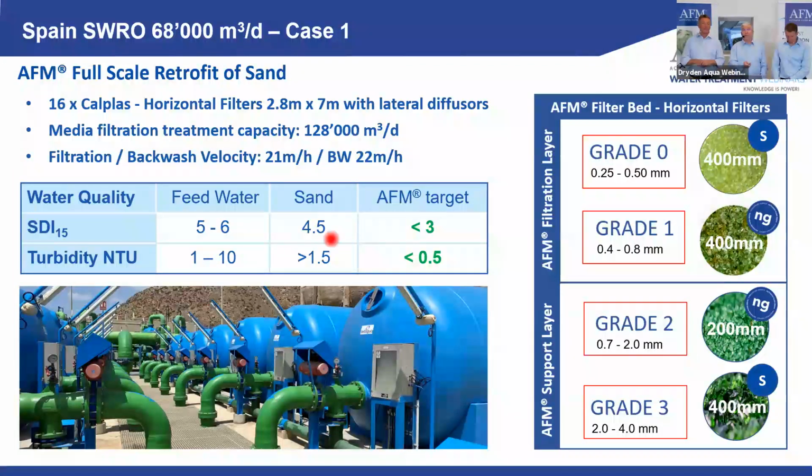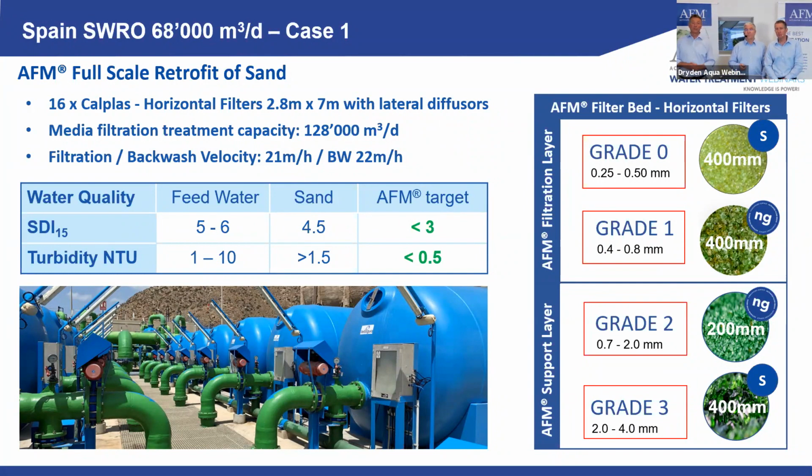velocity. And important, this is a retrofit, so we really adjust our layering to what we have available, 22 meters per hour velocity. And of course, this is a very high filtration velocity. If you build a new one, if you contact us, our recommendation would look different. Filtration velocity would be lower, backwash velocity would be higher.